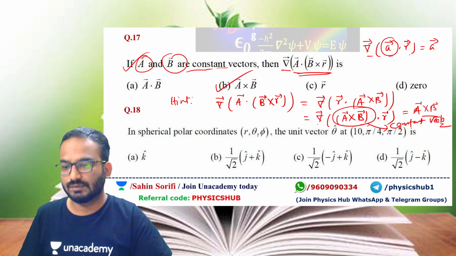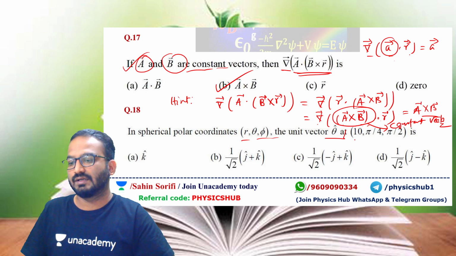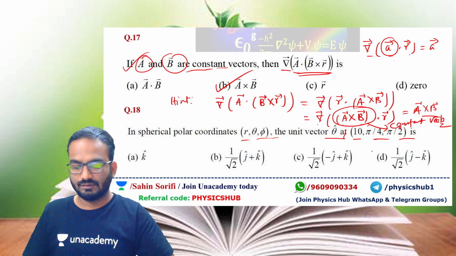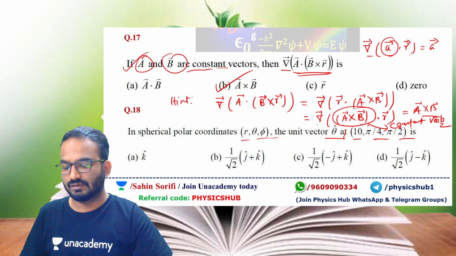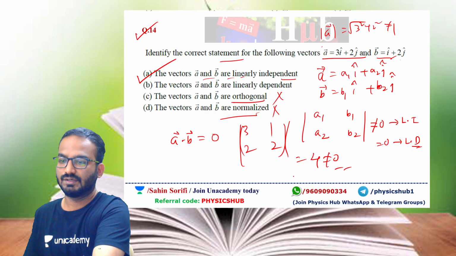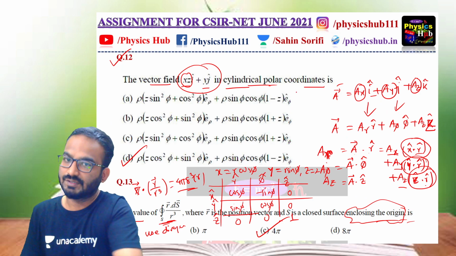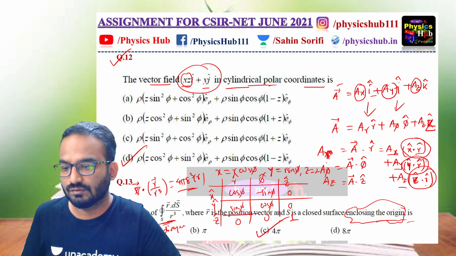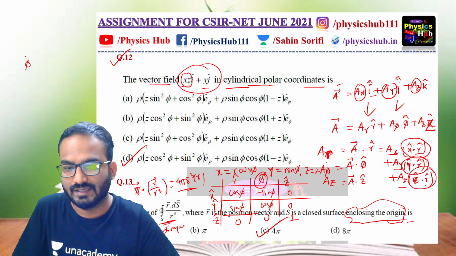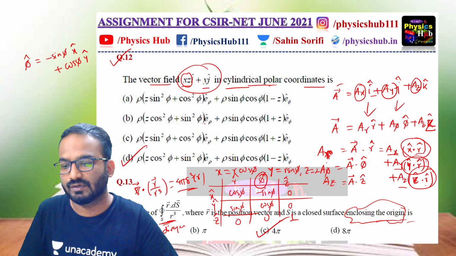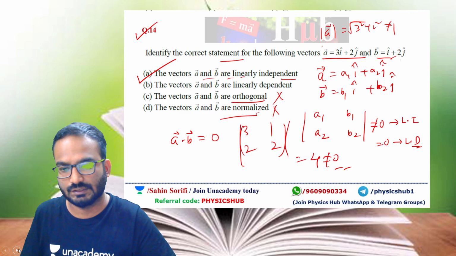Question number 18. In spherical polar coordinates r, theta, phi, the unit vector theta cap at r = 10, theta = pi by 4, phi = pi by 2 is. So this is also a very good question. How can we do this? So I have just discussed one problem here. We made this table, so the same table can be made for the spherical polar coordinate system as well. Once you make the table, you will get, let's say here, phi cap we can write as minus sine phi x cap plus cos phi y cap, and that is not there. So in this way, you can also form a table of the spherical polar coordinate system.